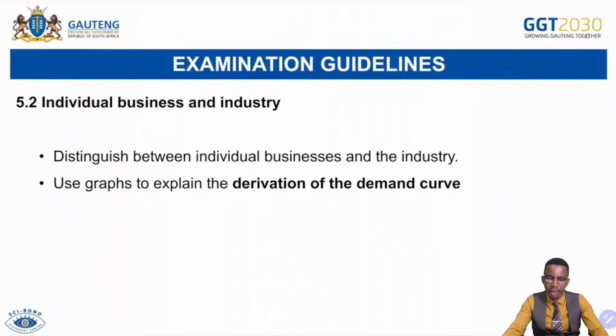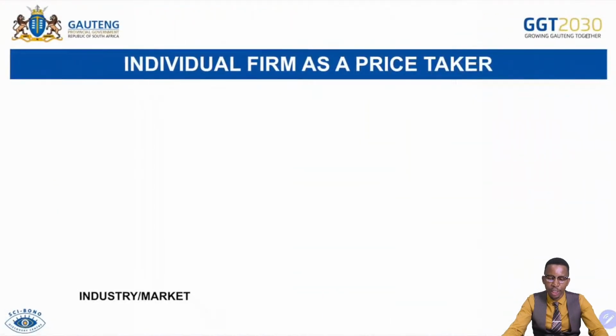Then examination guidelines: individual business and industry. Distinguish between individual businesses and the industry. Use a graph to explain the derivation of the demand curve. It is important for you to know this.